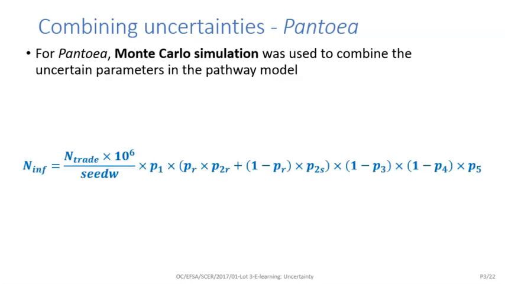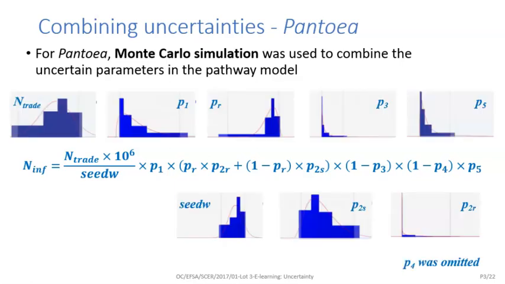Here is the model that we saw earlier, and here are the distributions elicited by the working group to quantify uncertainty for the 8 parameters. The Monte Carlo simulation repeated the model calculation 10,000 times. In each repetition, one value was sampled at random from each distribution, and the equation was used to calculate one value for the output n-inf.